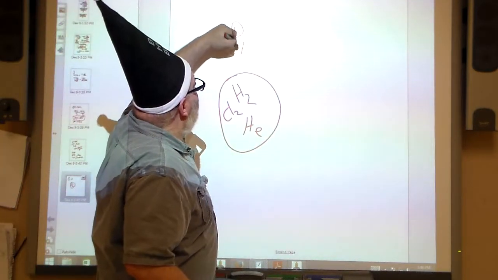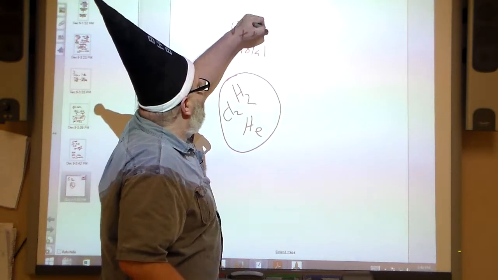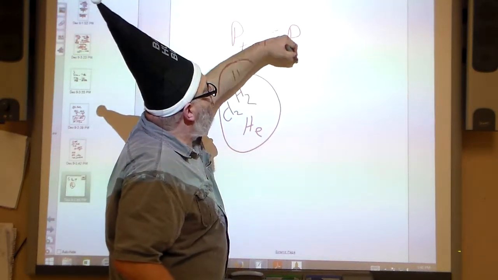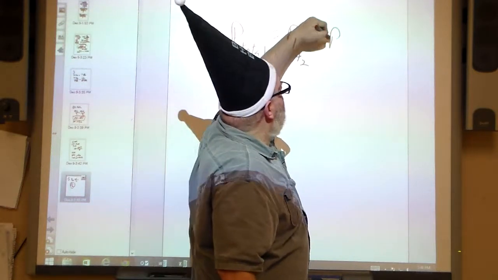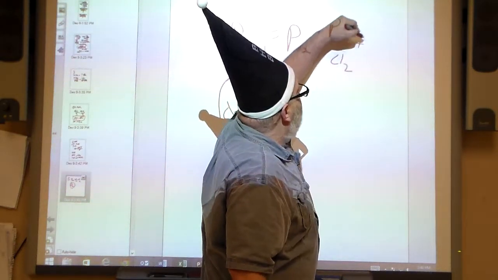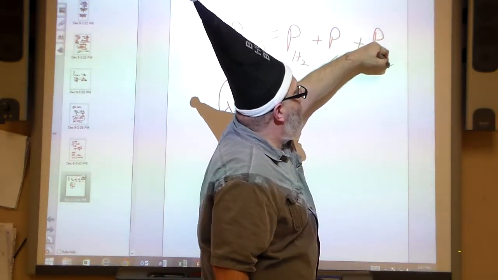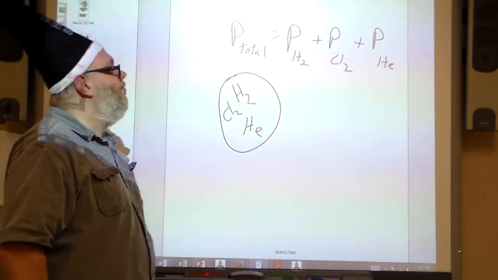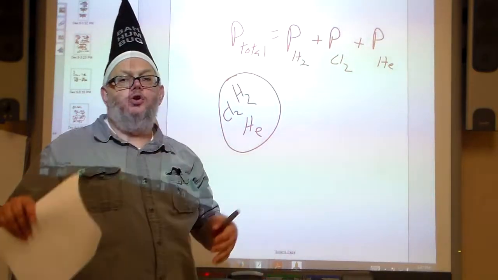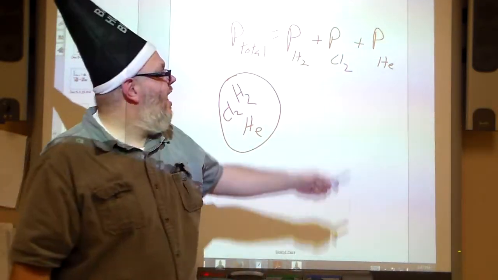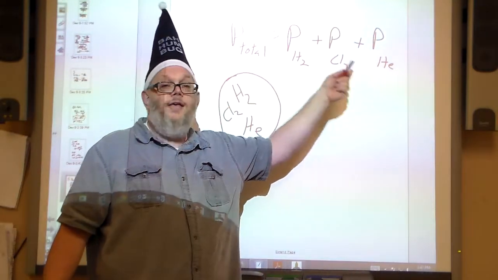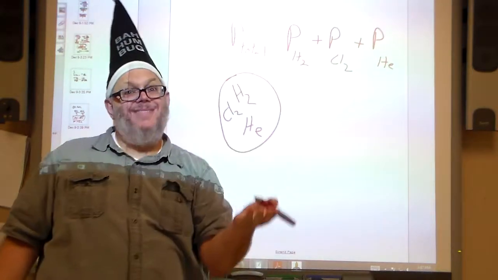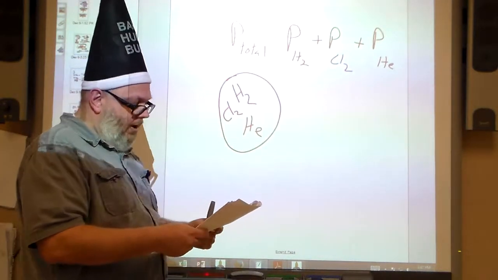So if I look at the total pressure, that's equal to the pressure due to the hydrogen plus the pressure due to the chlorine plus the pressure due to the helium. This is what Dalton's law was talking about when he mentioned partial pressure. Think of partial as part of. Combined together, they get a total pressure. That's the idea.